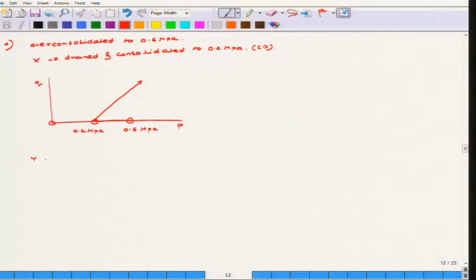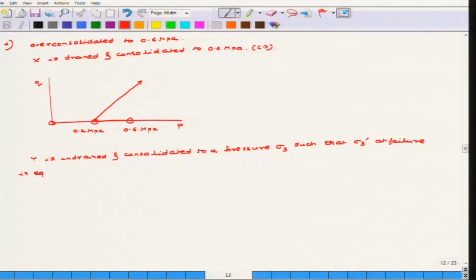For Y, basically it is said that it is undrained and consolidated to a pressure sigma 3 such that sigma 3 dash at failure is equal to 0.2 MPa. Now in this case Y is undrained and consolidated.